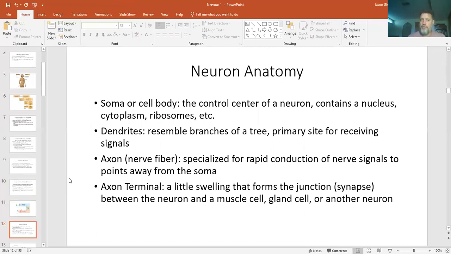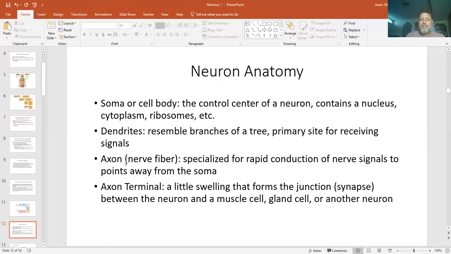Now let's go to the individual neuron. This is an individual cell. We have got to get the anatomy of it. So we have the soma, or the cell body, and this is where the nucleus and all the organelles are located. We have what we call dendrites. It does kind of look like branches of a tree or a bush. They're shorter. We call these cytoplasmic extensions. So they stick off of it, and it'll have lots of these.